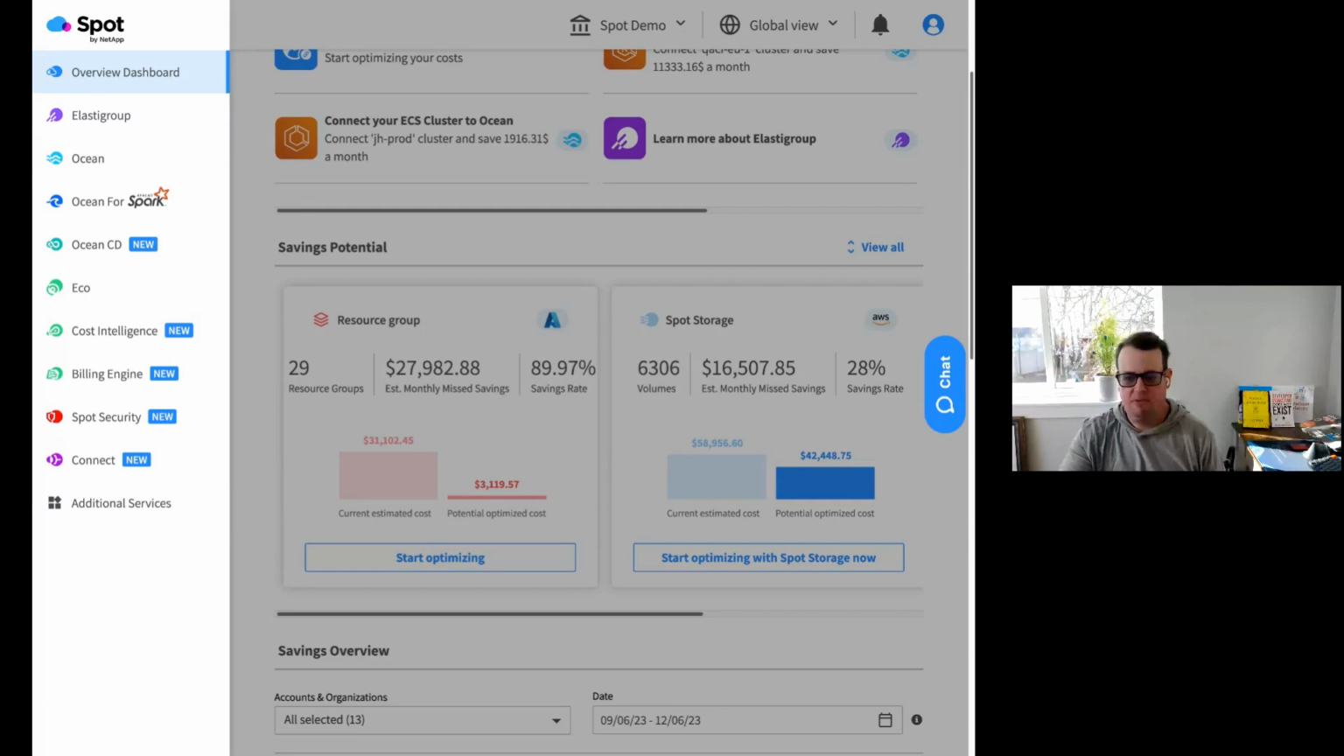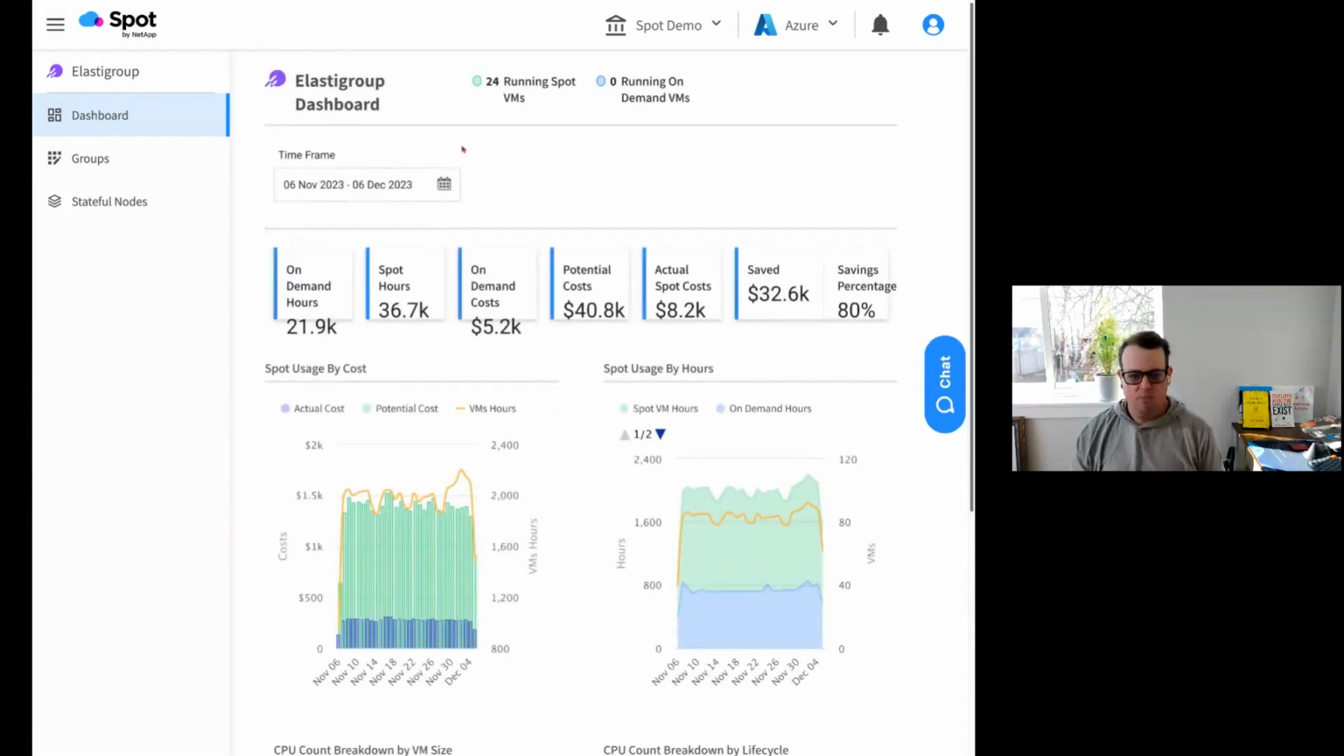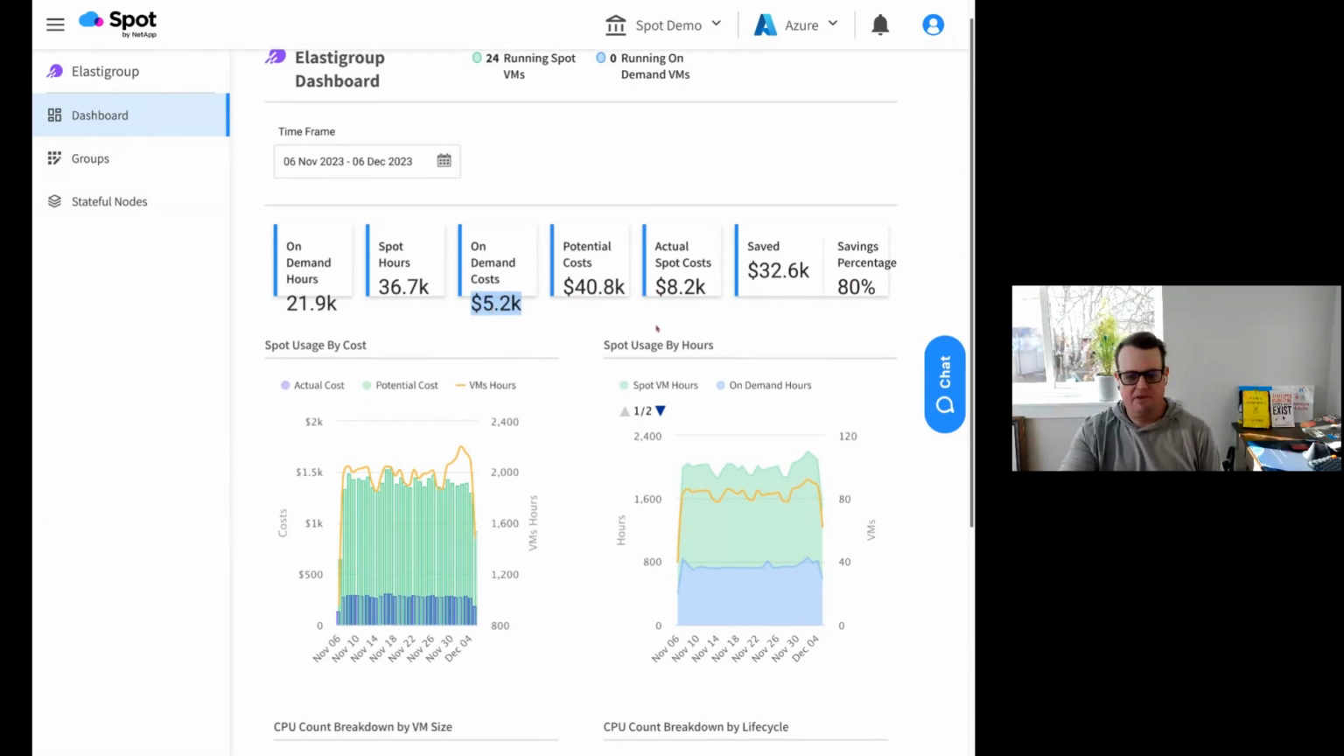So let's go back to the demo of the platform. When we talk about Elastigroup, we can see here in our Azure account, we have 24 running Spot VMs and 0 running on demand. Our on demand hours from November 6th to date are 21,000 hours. We've used 36,000 Spot hours. This account has spent $5,000 on on-demand costs, which would have cost us $40,000. So we've saved $32,000 or 80% of our spend by using that mix of on-demand and Spot instances.